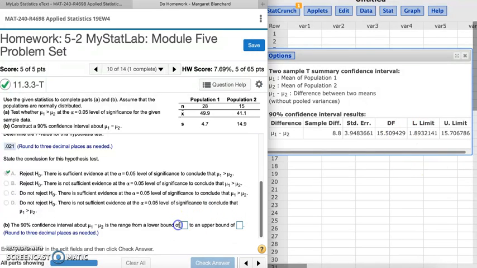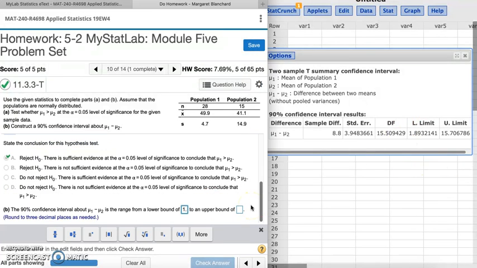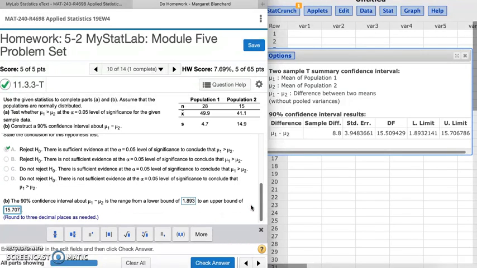Here we're rounding to 3 decimal places. So we have 1.893 and 15.707.